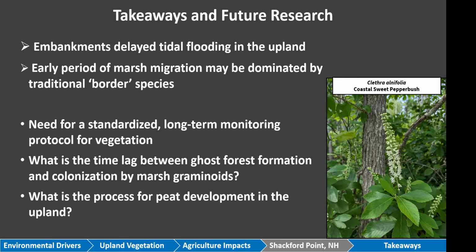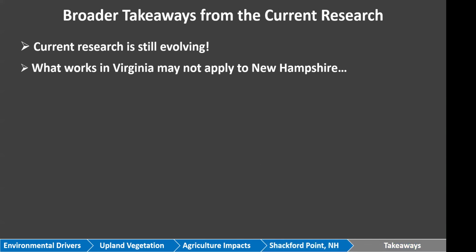I started thinking about, is there a time lag between ghost forest formation and the colonization by these high marsh graminoids? What is that time lag? And additionally, I was really thinking about what is the time required for true peat development in that upland as well. How do we get those true soil conditions that we're so used to in the salt marsh to actually form in the upland? And I'm just going to skip to some broader takeaways I hope you got from this talk.